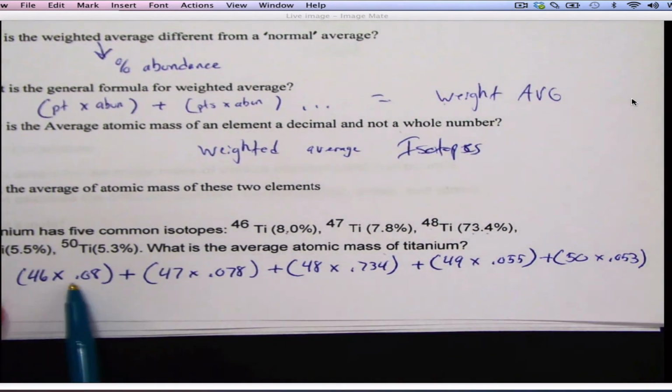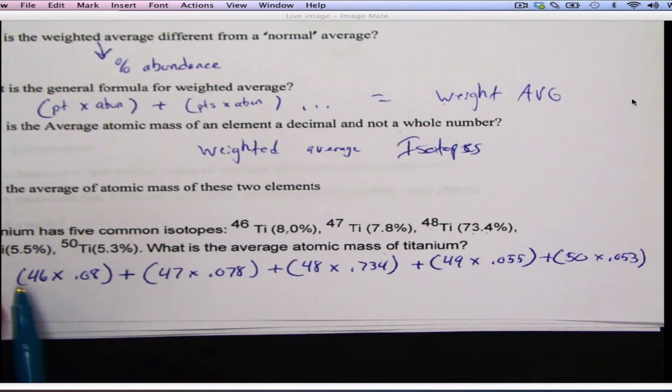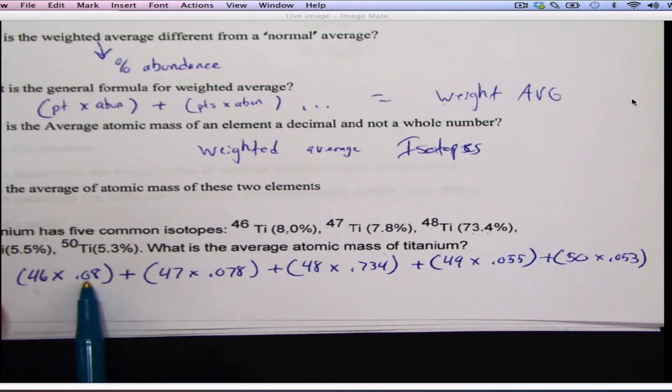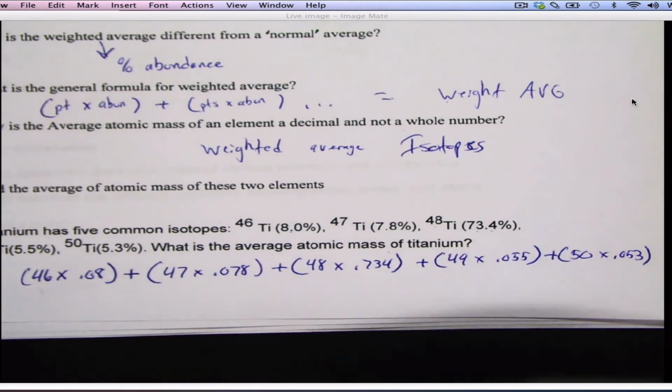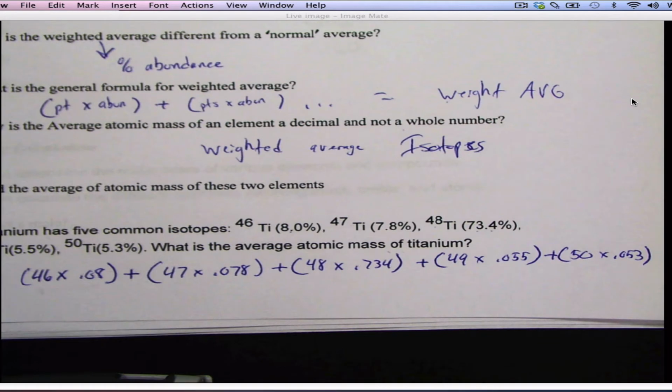Here's isotope 1, 2, 3, 4, 5. Here's the point value for each isotope, or the weight. Here's the percent abundance for each isotope, and you just times and you add, times and you add, times and you add, and you add them all together, and that's your average. All right. So you could do this in steps, or you could do this in one big calculation on your calculator. It depends how you set it up.